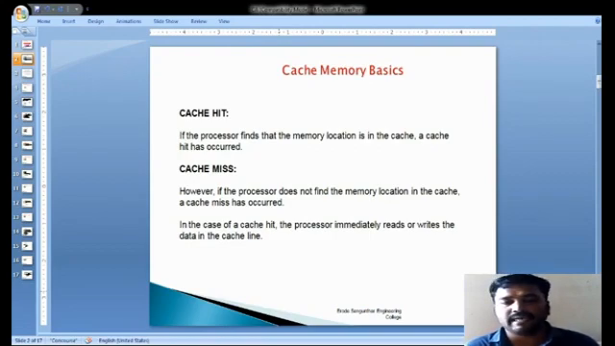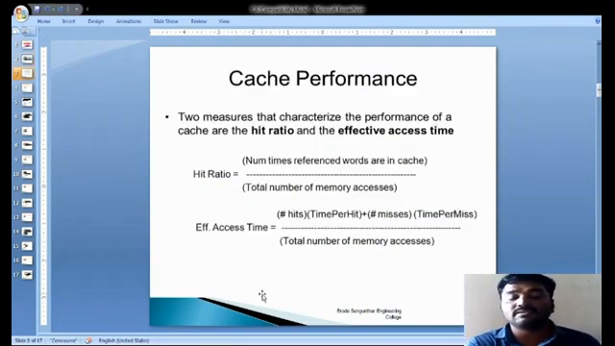In the case of a cache hit, the processor immediately reads or writes the data in the cache file. So the cache memory basic things involve very important constraints. Next, cache performance. Two measures that categorize the performance of the cache are cache hit ratio and the effective access time, EAT.